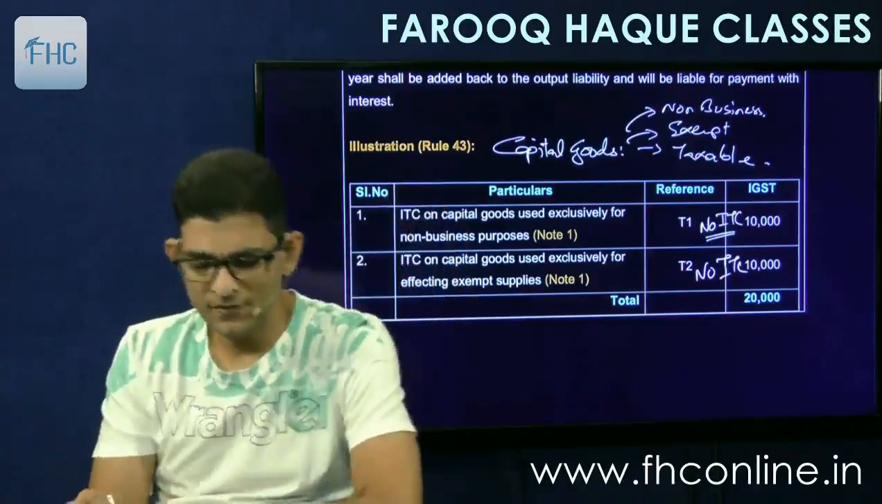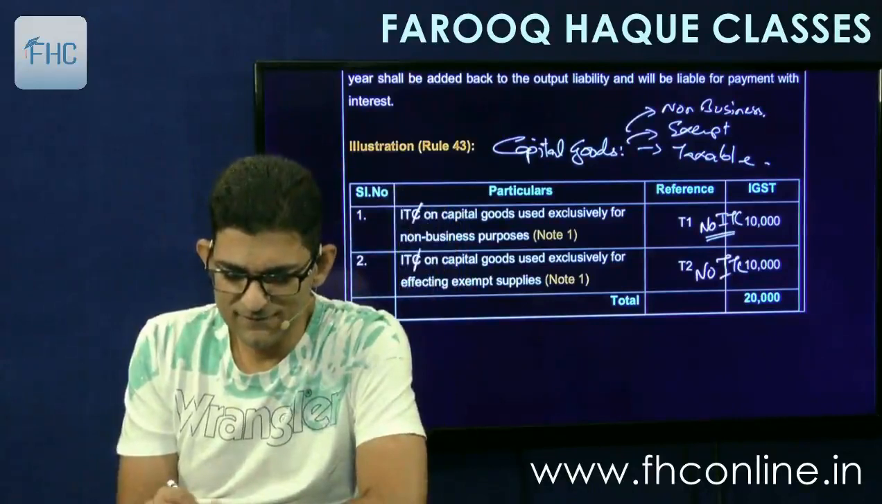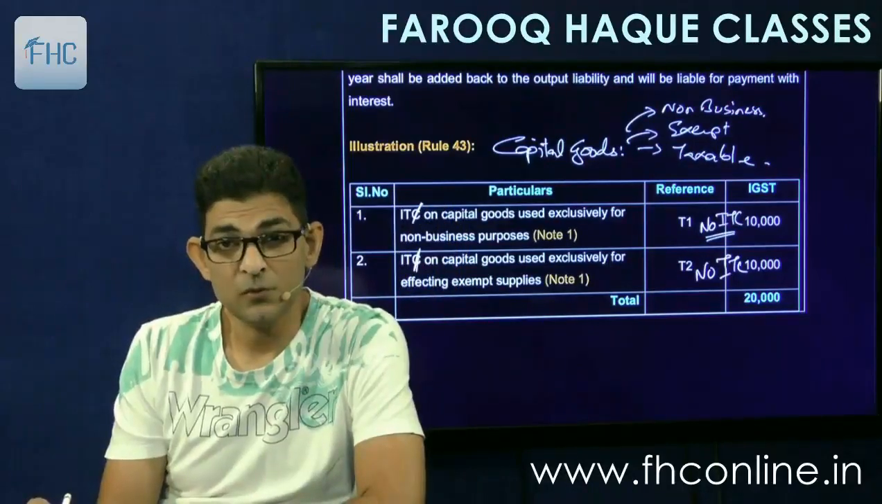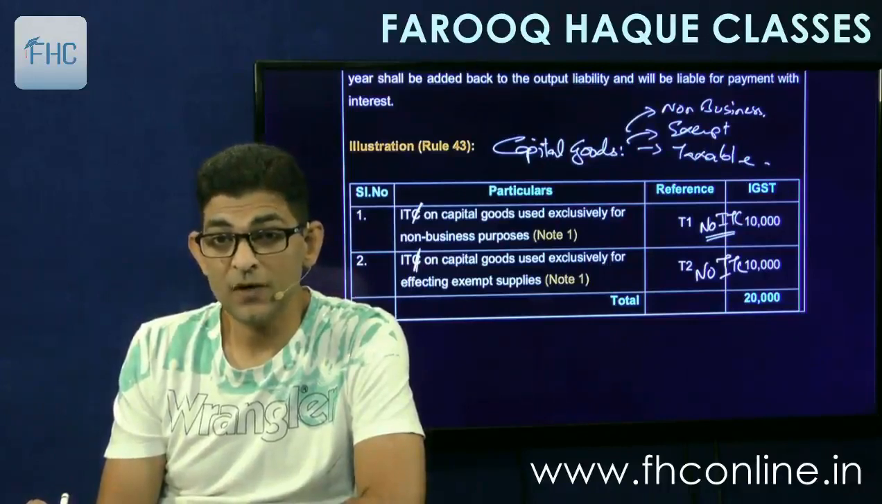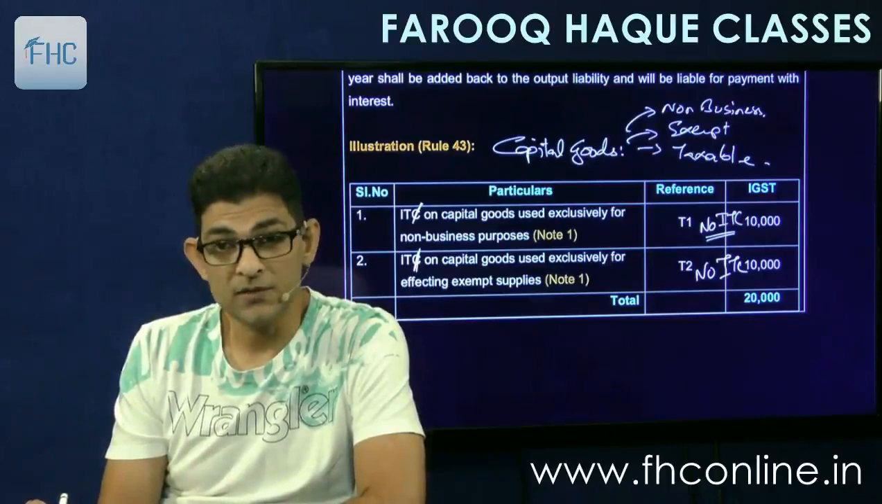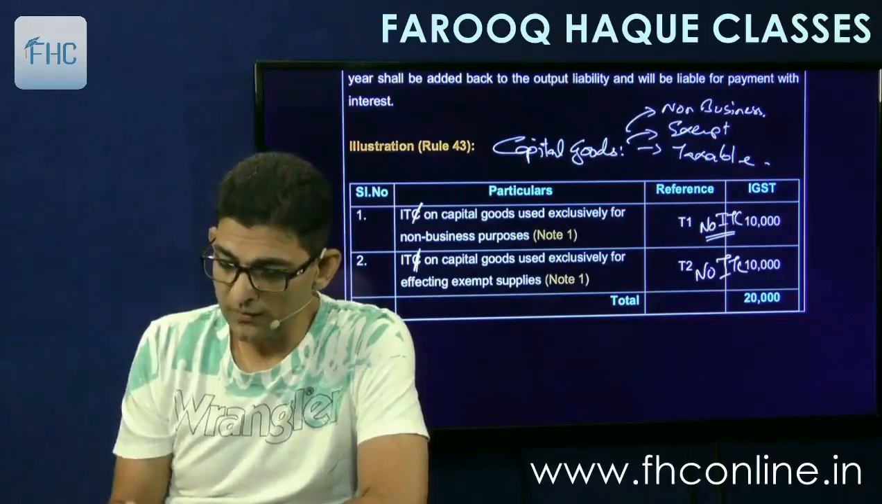Now, it says ITC, it means input tax. Okay. Input tax on capital goods used exclusively for non-business purpose, you will not take ITC. Then input tax on capital goods used exclusively for exempt supplies, no ITC. Total 20,000.